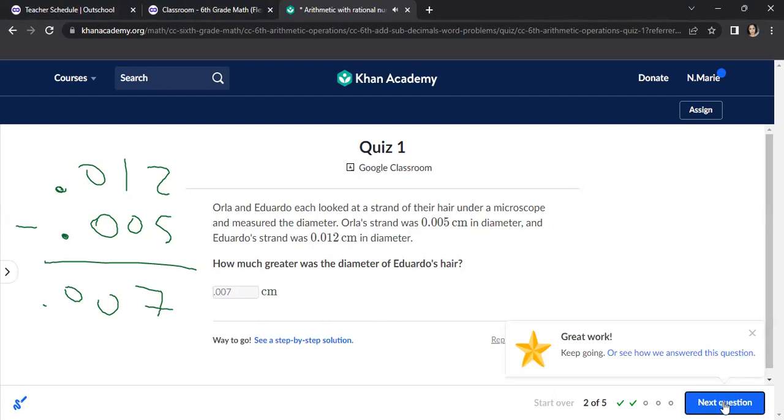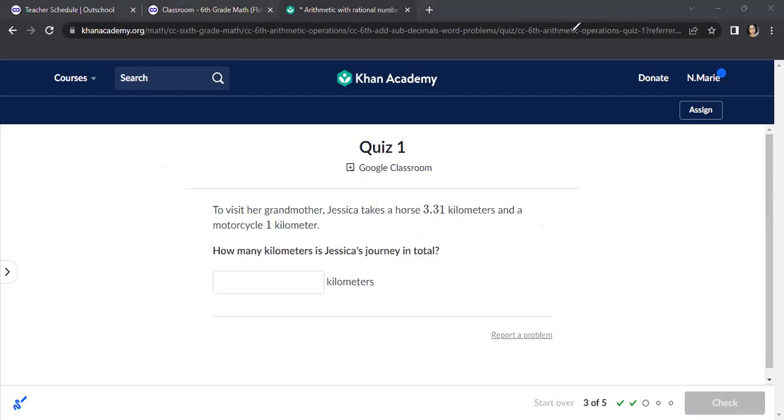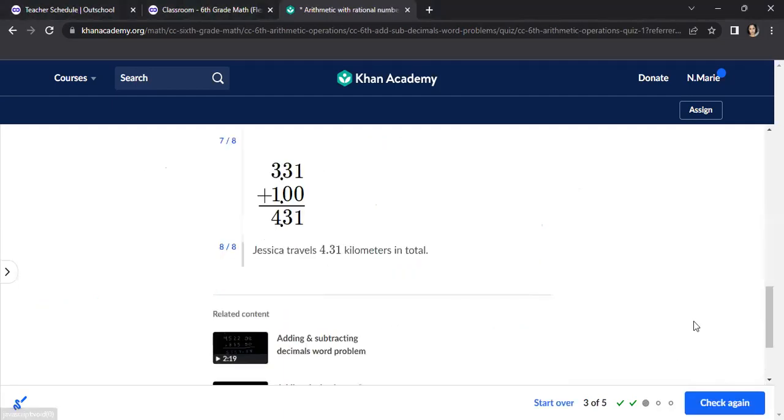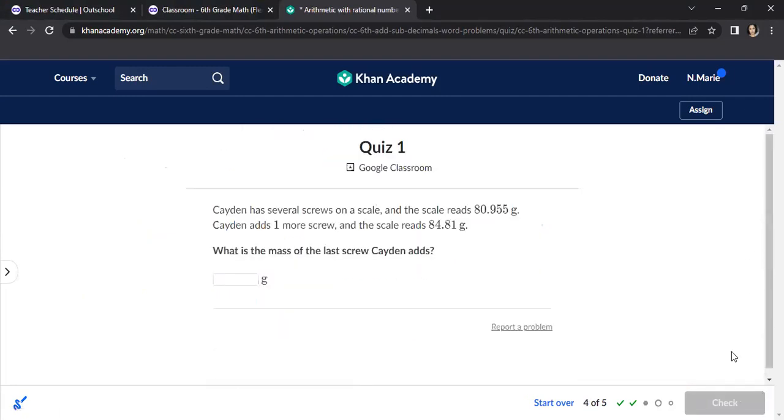Also, remember on Khan Academy, if you get something wrong, word problems can be a pain because sometimes you might set it up wrong. Get something wrong, Khan Academy will show you how to do it. That's the good thing. So word problems are just one of those things you have to practice. It's all about reading comprehension.